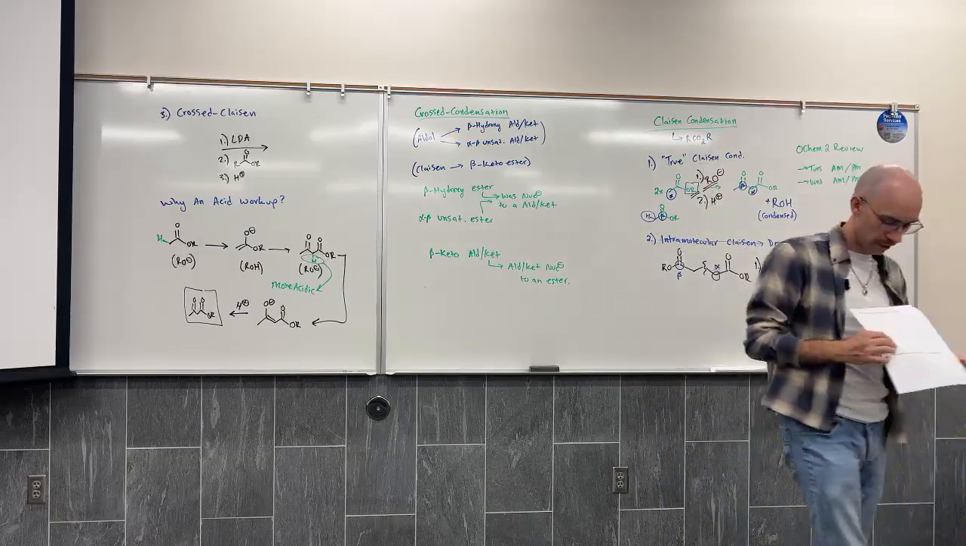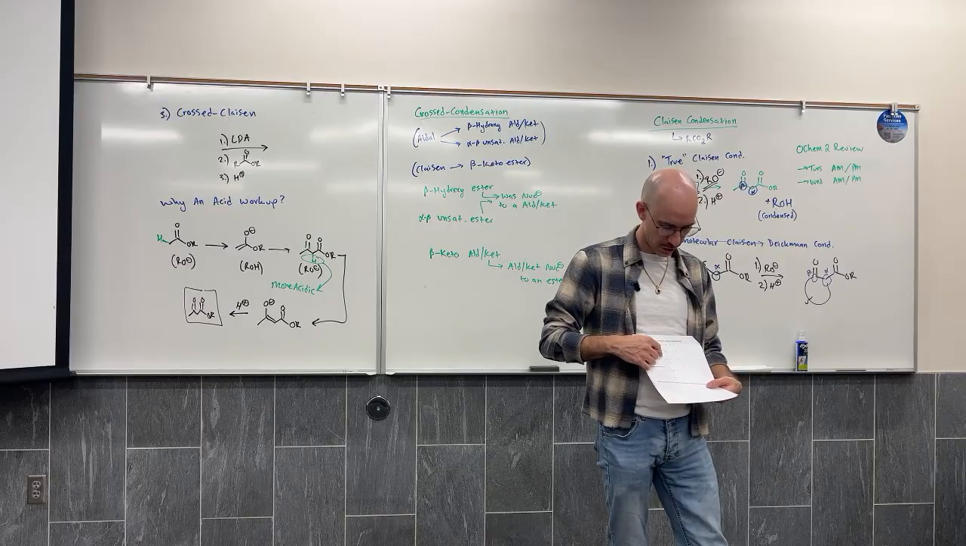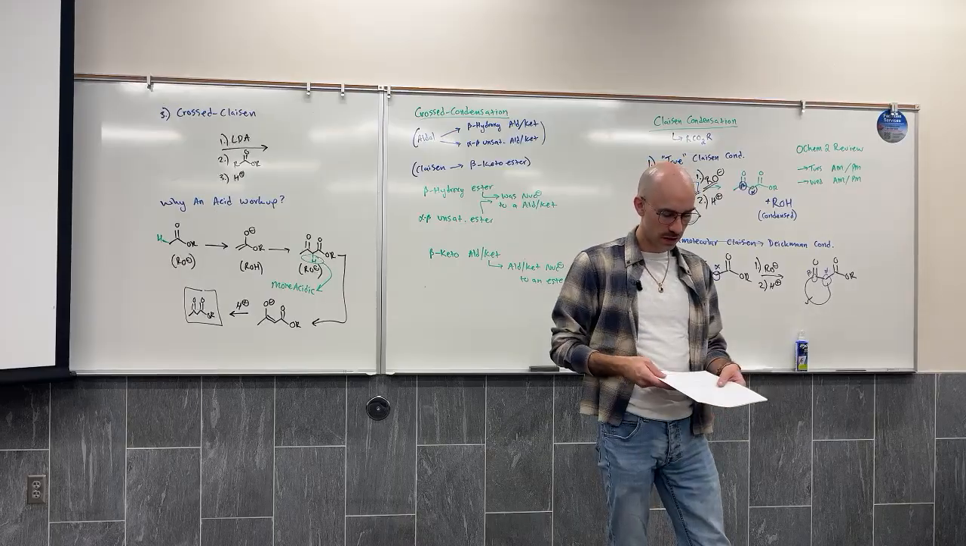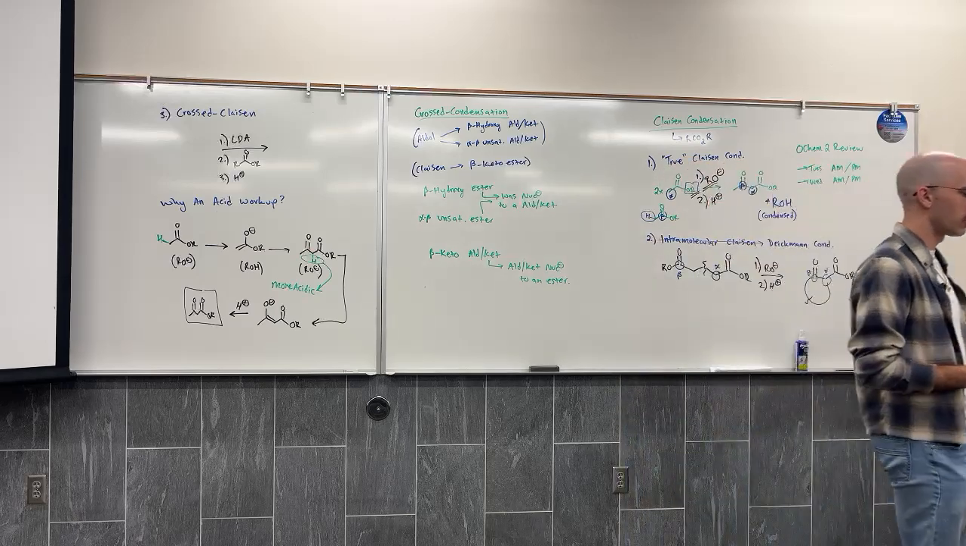What do you notice about even the crossed Claisen that's presented as the third reaction, and then the crossed condensations, not to mention looking back at the crossed aldol and the best way that we did crossed aldol? What do they all have in common?